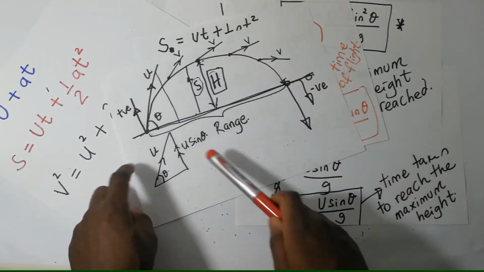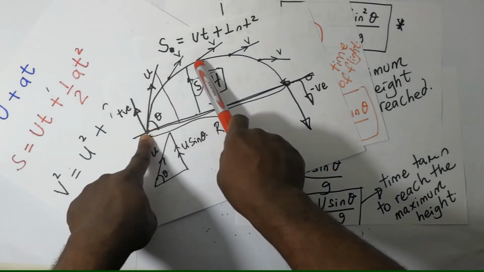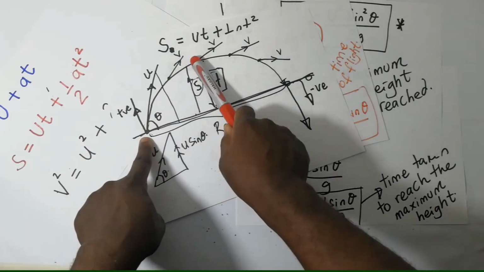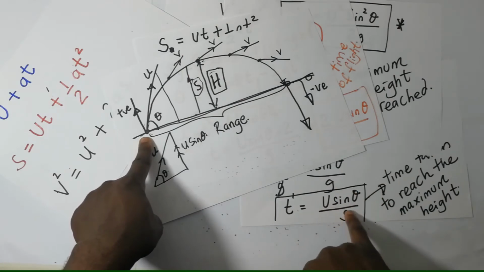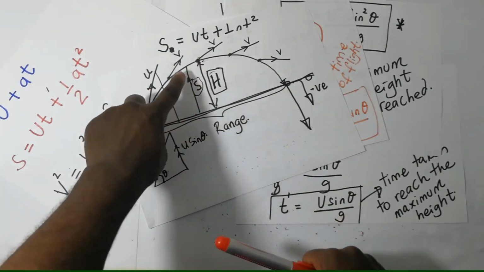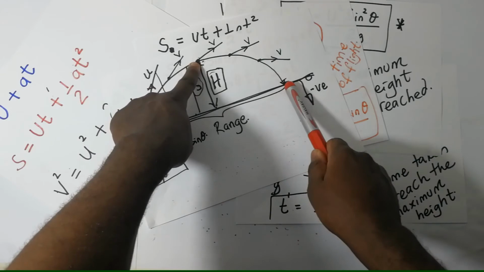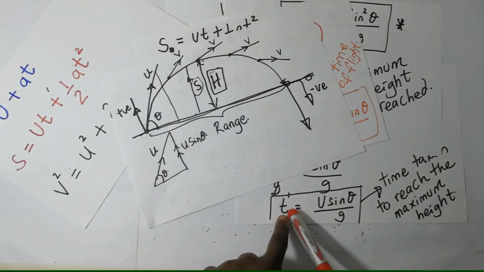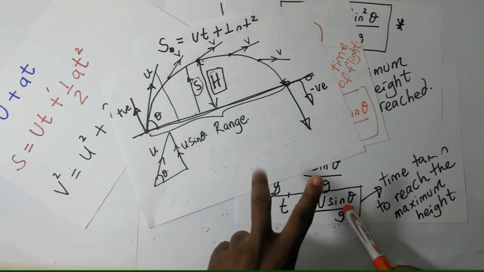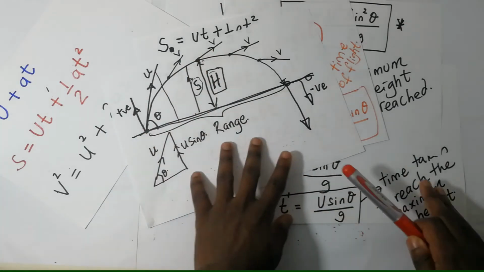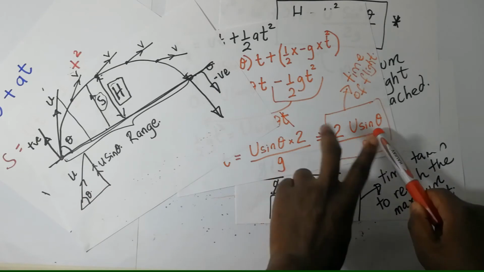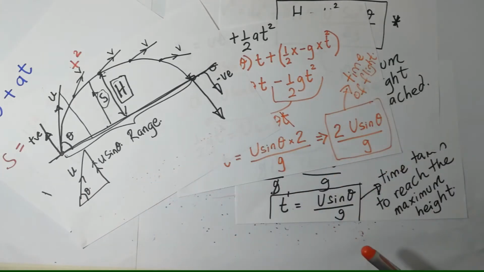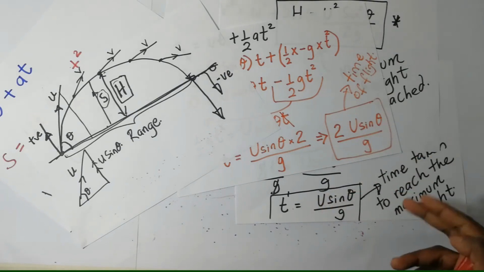Because the time taken to reach the maximum height is just half the distance. So the time to come from here to there is just this expression. Then it's going to be the same time to move from that maximum height to the end of the journey, to the end of the trajectory. So this time to reach maximum height, if you multiply it by 2, which is what we have attained here, this times 2 is going to give us the time of flight. I think you're able to see the relationship between the two.